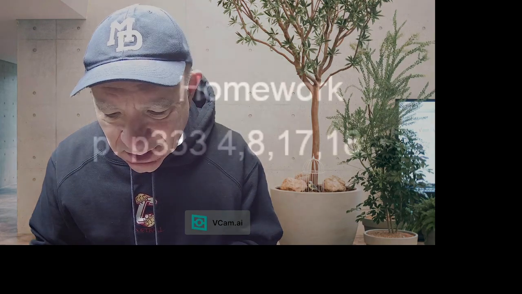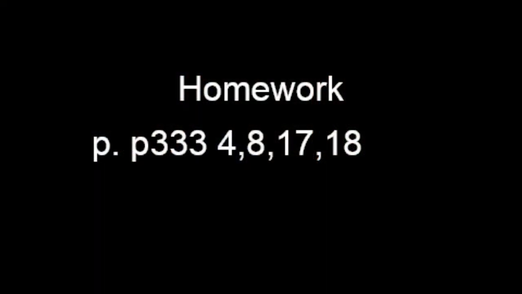So you have to use the diagram on the top of page 330 to understand what sides are equal, right? That's going to be important. And then if you look at theorem 6.8, it's got an equation for the length of the sides. Those 2 pieces of information are all you need to do the 3 problems on the handout and then do the homework problems. The homework is, yes, page 333, 4, 8, 17, and 18.